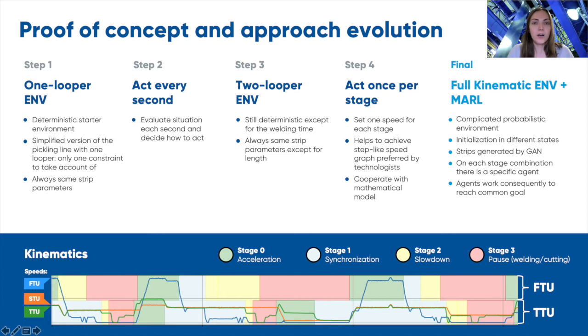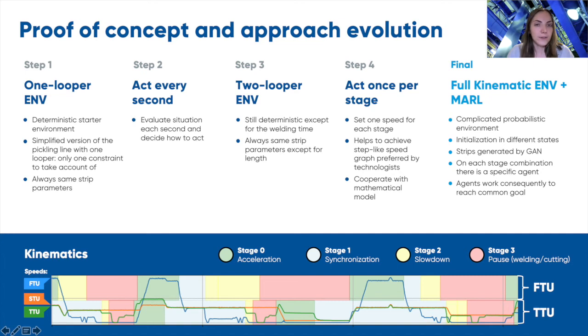To explain how we proceeded to the next step, let's recall the pickling line kinematics. Both first and third transport units have four clear stages of movement. Coloring for the stages of the first transport unit is at the top of the graph, and for the third transport unit at the bottom. Let me show the stages on the example of the first transport unit. Its speed is shown here by a blue line, and the speed of the second transport unit is shown in orange. Recall that the second transport unit is actually the one where we want to control the speed.